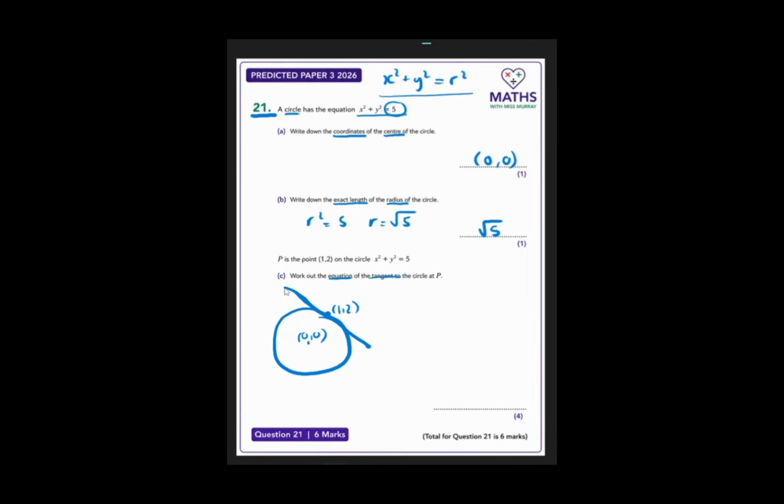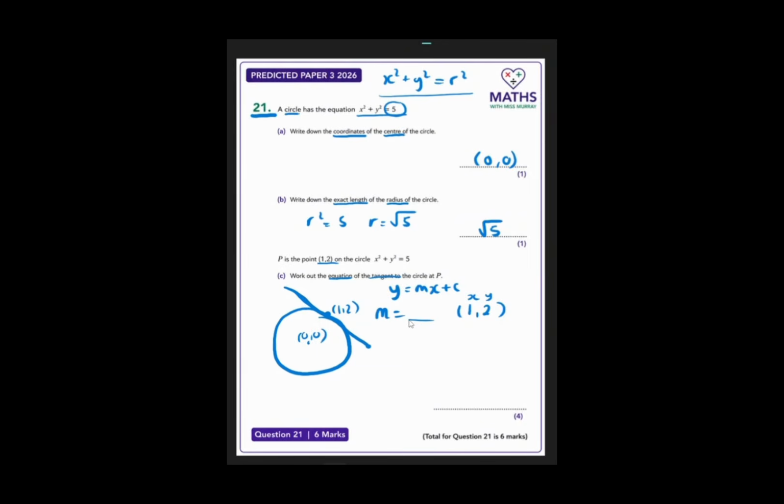So in order to do the equation, that's a straight line. Equation of a straight line is in the form of y equals mx plus c. And to do the equation of a straight line, you always need the gradient and you need a coordinate that lies on the line. Well, I already have a coordinate that lies on the line because P lies on the tangent. So I already have an x and a y coordinate that lies on my line. So now the only piece of information I'm missing is the gradient.